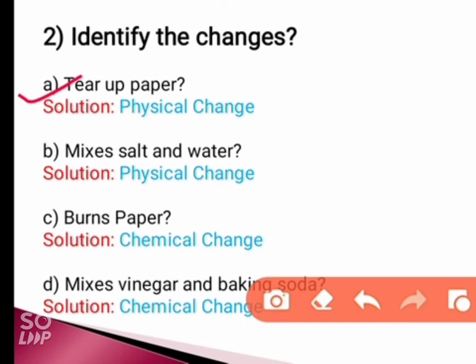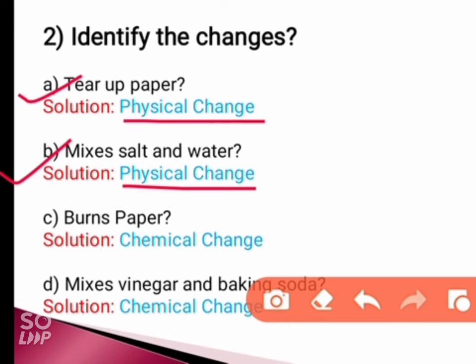Tearing up paper produces small pieces of paper, but the chemical property of the paper remains the same. That's why it is a physical change. Second one is mix salt and water. Once we mix salt in water, we easily get salt back by evaporating water. It means the chemical property of salt and water remains the same. That's why it is a physical change.